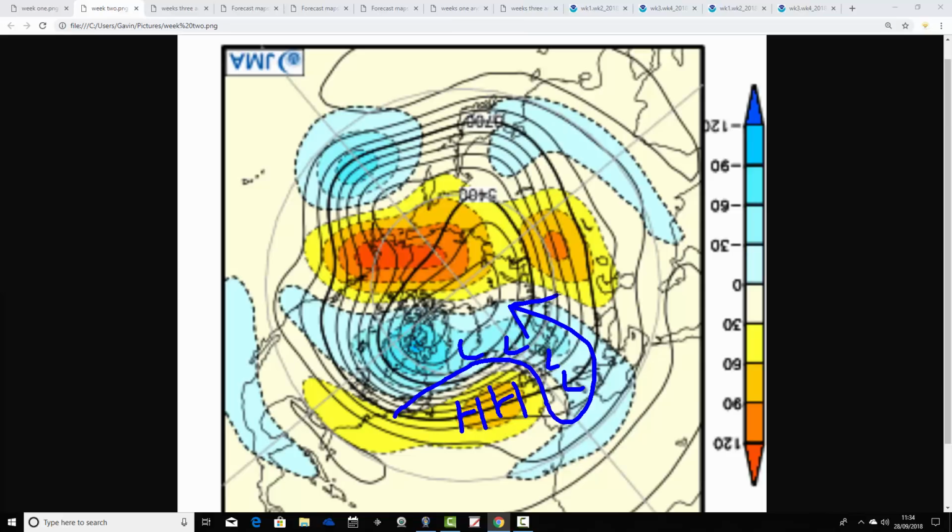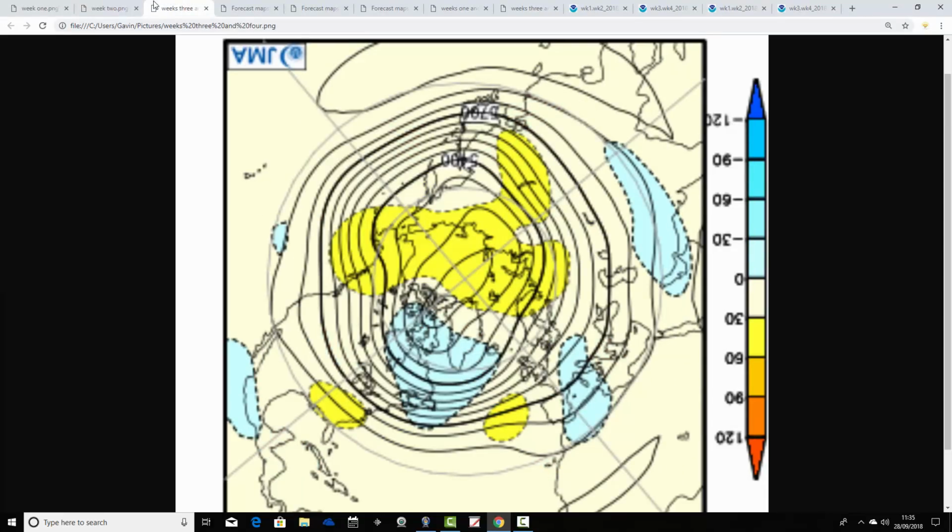So, again, although the ridge is just out to our west, you'd probably expect quite showery conditions with that. And, again, relatively cool temperatures. I think that could be the message from JMA Friday today: relatively cool temperatures coming up through at least the first half of October.